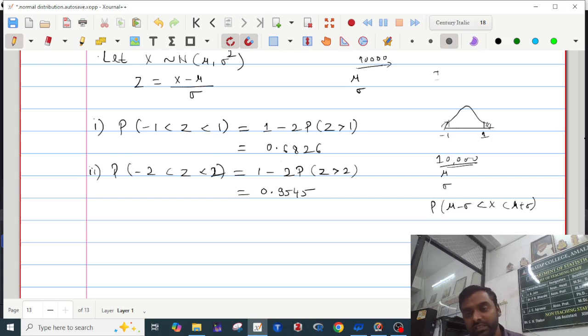So if we discuss this example, among 10,000 observations, 9,545 observations lie between plus minus 2 sigma.